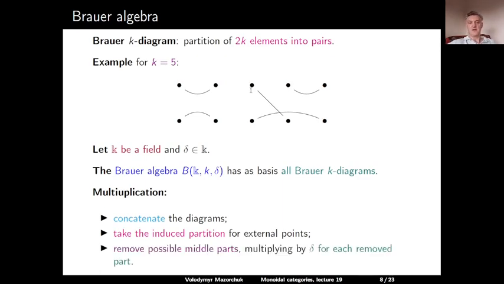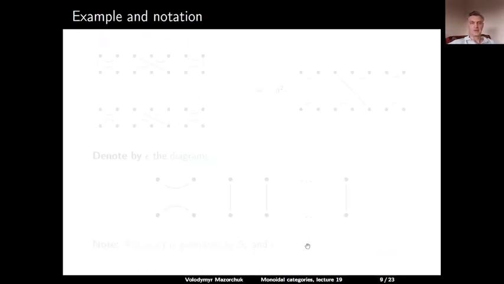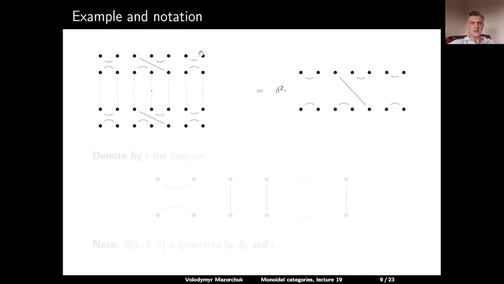And then we remove possible middle parts, where we compensate by multiplying by delta for each connected middle part which is removed. So here is an example. Here is one Brauer diagram, here is another Brauer diagram. We put one of them on top of the other. We identify the middle points in this way. And now we read off the induced partition between the most upper and most lower points.